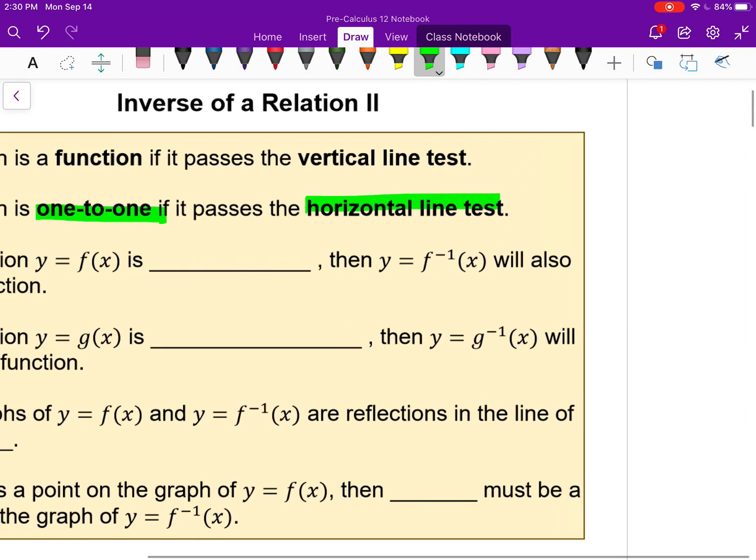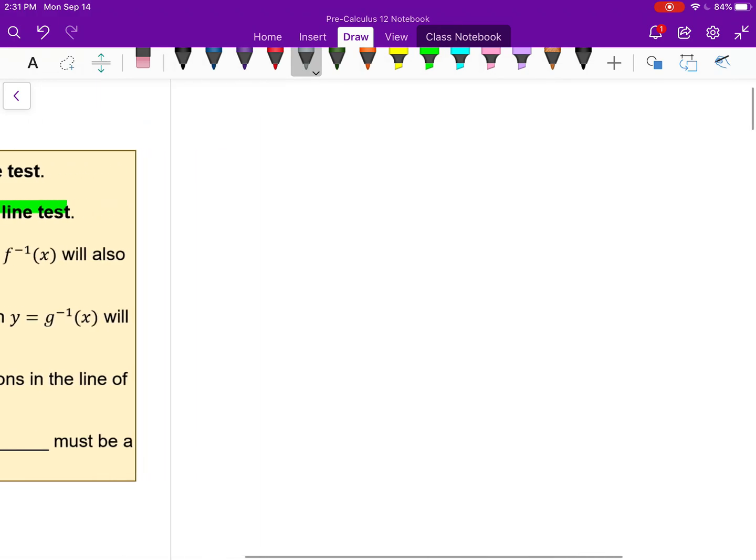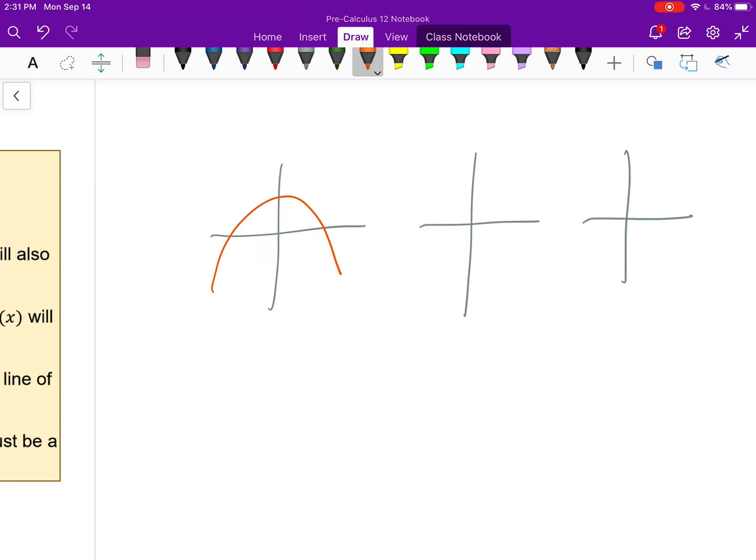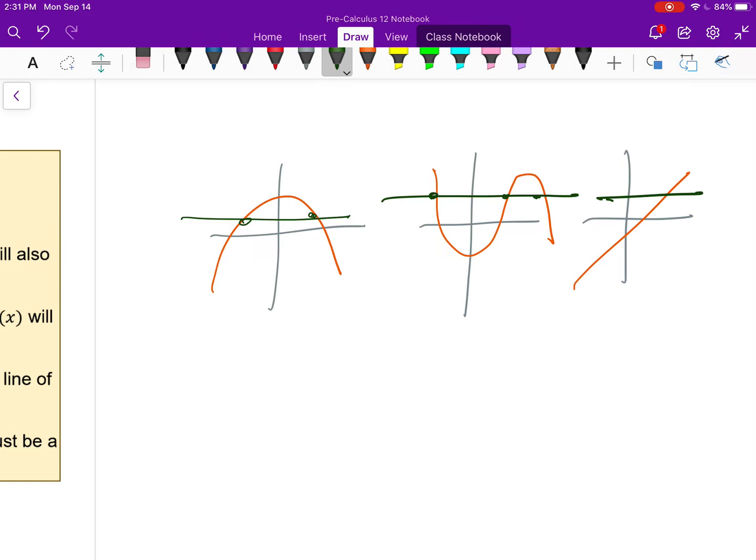In fact, maybe over here, I'll just draw something. For example, I'm going to draw, this is a function, this is a function, this is not a function. Okay? Let me draw one more that is a function. This is a function. Okay? However, this is not one-to-one because it crosses horizontally in 3 places. This is not one-to-one. This is one-to-one. So not one-to-one, not one-to-one. This is one-to-one.